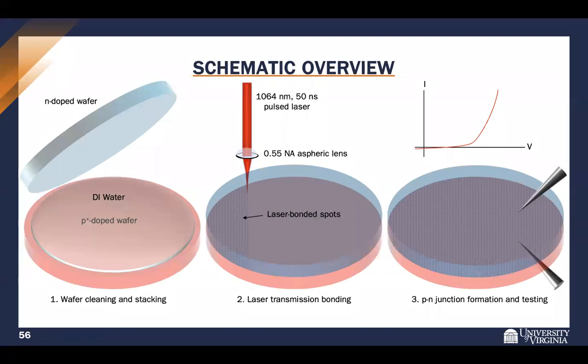So how I plan to do this is to use an n-doped wafer and a p-plus doped wafer. They'll be cleaned, and then DI water will be placed between them, and they'll be stacked. Or how I did this, and then a 1064 nanometer laser with a 50 nanosecond pulse is focused through a 0.55 NA aspheric lens, which is focused to the interface between the 2 wafers where laser bonded spots are generated for laser transmission bonding. And then lastly, I'll just test the p-n junction performance to see if a p-n junction is formed.